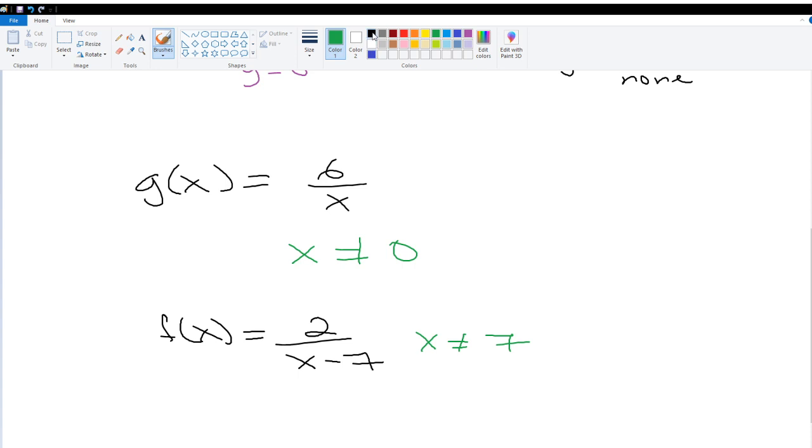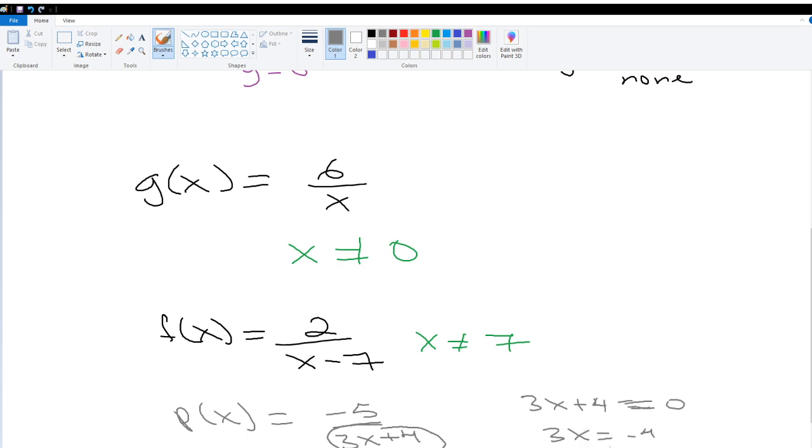Let's look at another problem. Let's call this p of x. p of x is equal to negative 5 over 3x plus 4. Determine the value of x that would make this undefined. Well, to make this undefined, I would have to set the denominator equal to 0 and solve for x. So 3x equals negative 4, x equals negative 4 thirds. So x cannot equal negative 4 thirds, because then this is undefined.